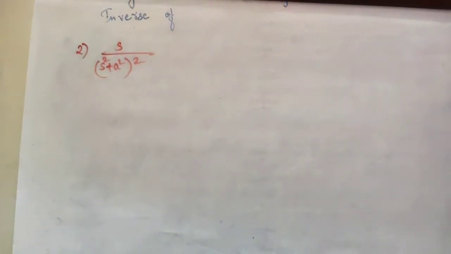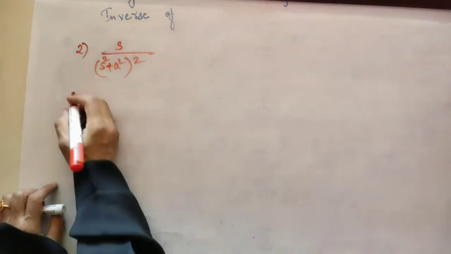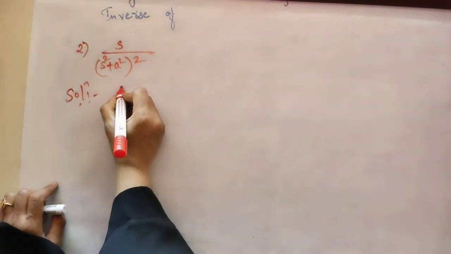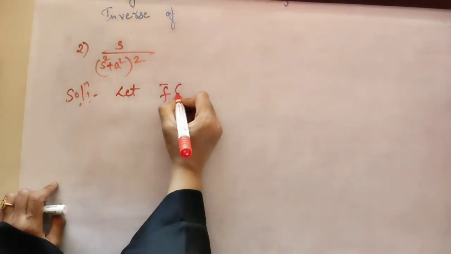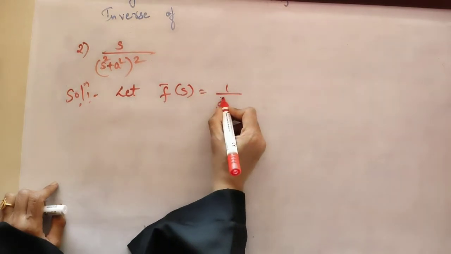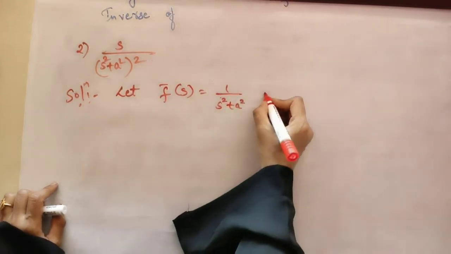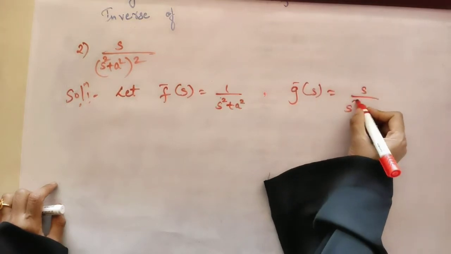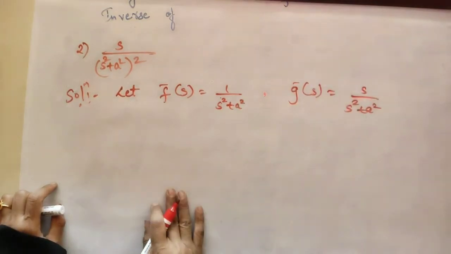So as you see here, there is one more problem, that is find the inverse Laplace transform of s divided by s square plus a square whole square. This is also very simple. So first what you have to do, let f bar of s is equal to 1 divided by s square plus a square, and second let g bar of s is equal to s divided by s square plus a square. Okay.